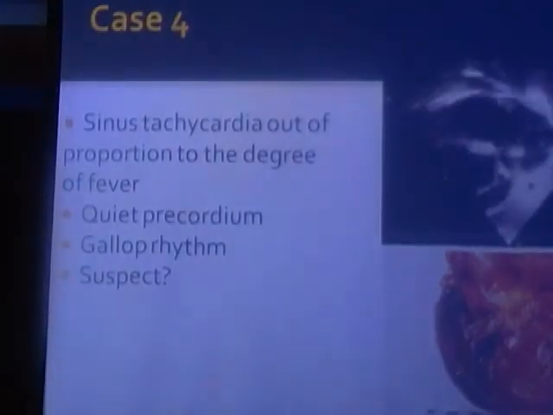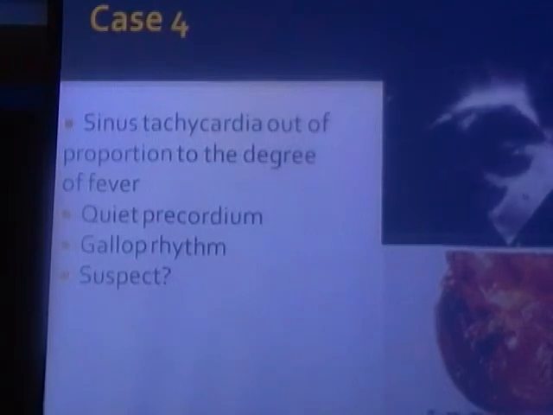Polycerositis. Pardon? Part of the polycerositis. Yes. So this one, sinus tachycardia, out of proportion to the degree of fever. The patient has a quiet precordium, gallop rhythm, but just tachycardia. Fever 100, but tachycardia of 160, 180.